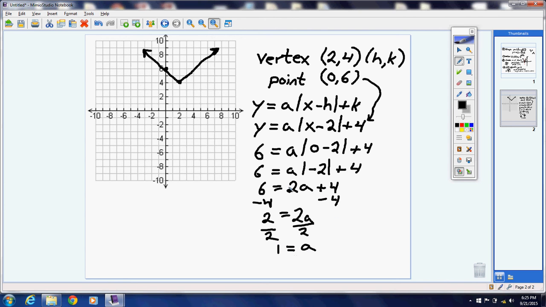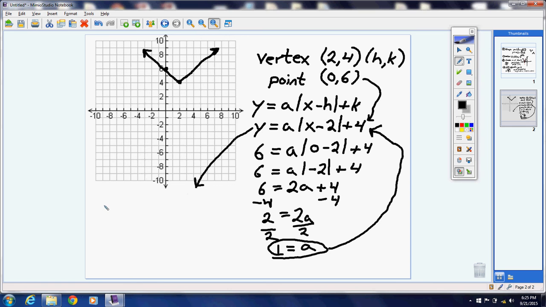So now we have the value of a. We figured out the value of a by plugging in that extra point that they gave us. Now we can go back to the equation that we developed from the general form, where we plugged in the vertex. We just didn't have the a, but now we have the a, so we can plug that back in.